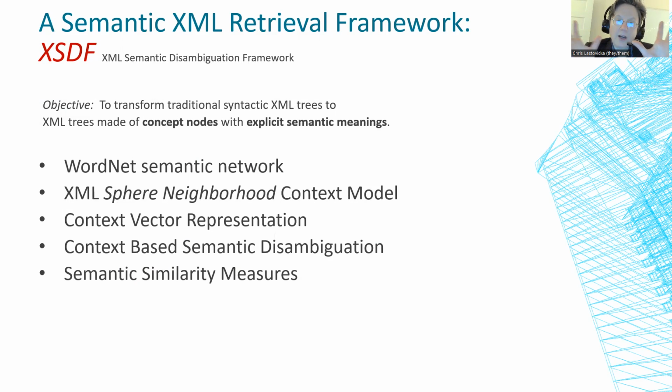This is all part of the context-based semantic disambiguation. The sphere neighborhood and the vector representation is part of the context. And finally, they use semantic similarity measures to come up with their final semantic XML tree.